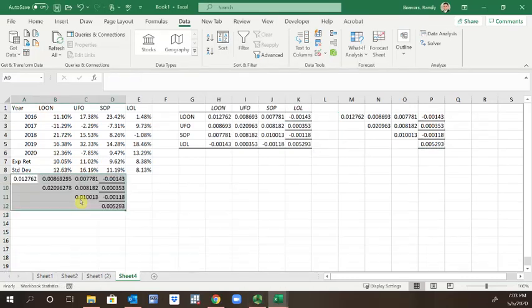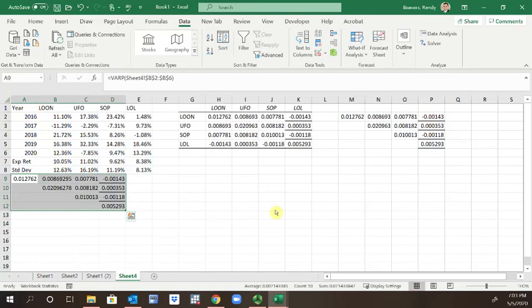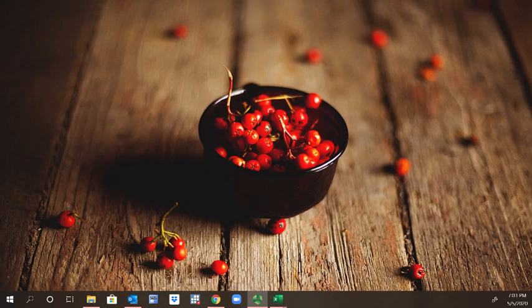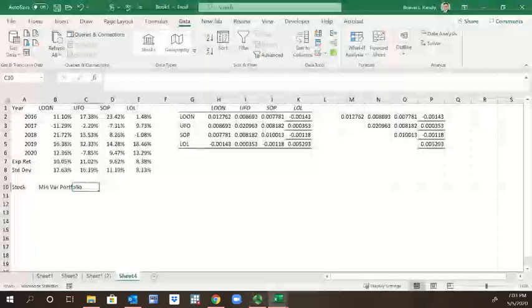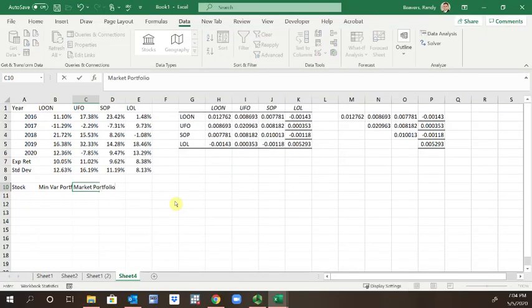All right, so with regards to this, we're going to have, starting in... okay, I don't know what that is. There we go. All right, so stock. We're going to create a minimum variance portfolio. You can create as many of these portfolios as you want, but in this case, we'll do a minimum variance portfolio, a market portfolio, and we'll maximize return and call it a day.